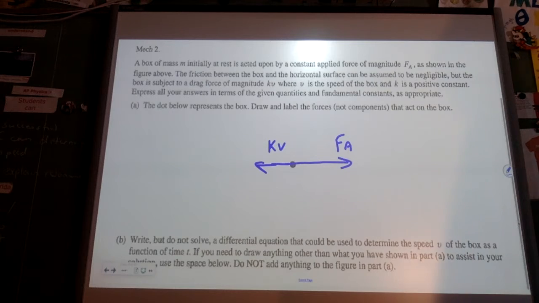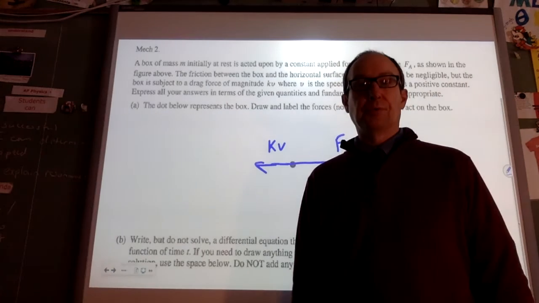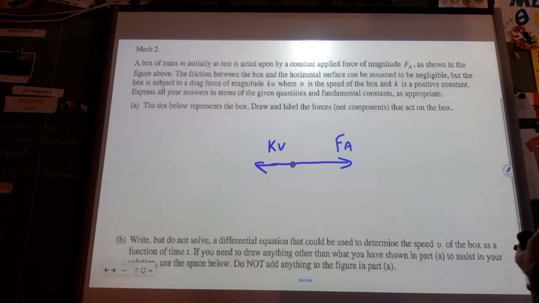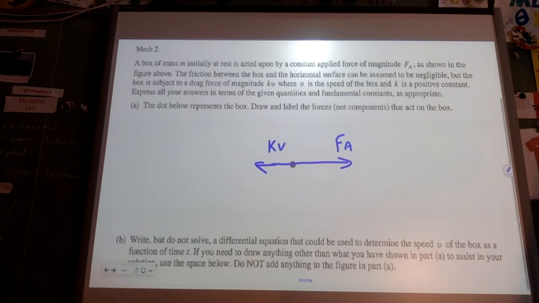Write but do not solve a differential equation. And are you seeing a trend here of what they're asking you to do? A differential equation that could be used to determine the speed v of the box as a function of time t. If you need to draw anything other than what you have shown in part A to assist in your solution, use the space below. Do not add anything to the figure in part A.